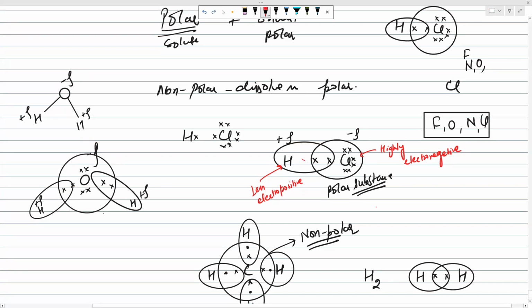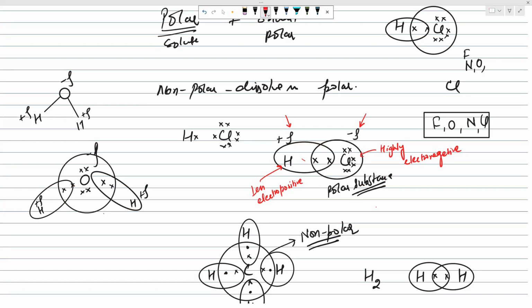As a result of which, we can simply say here that this bonded pair of electrons shifted towards the chlorine, as a result of which we acquire a slightly negative charge on this one and a slightly positive charge on this one. This is called poles. The poles are developed, okay. Understood? Since the poles are developed, then we'll simply say that this is a polar compound, okay.